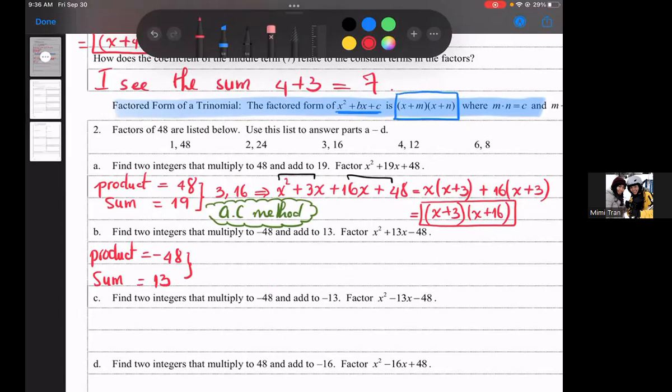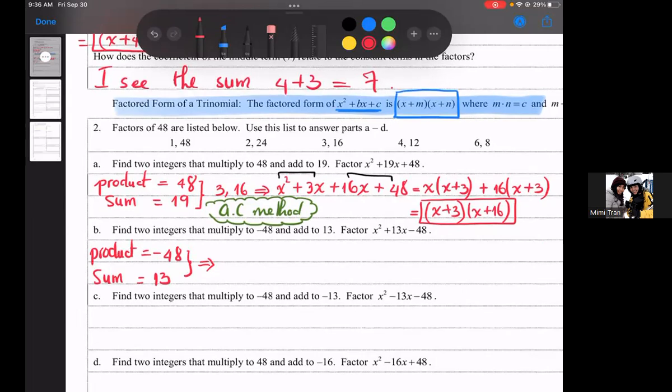All right, someone tell me what are the two numbers. Very good. Product is negative, so one of the numbers has to be positive, right? The other one is negative. So when you multiply them together, you still get negative. Now you want the sum to be positive, so the bigger one should be what? Positive. Very good. Negative 3 and 16, and then split. So x squared minus 3x plus 16x minus 48.